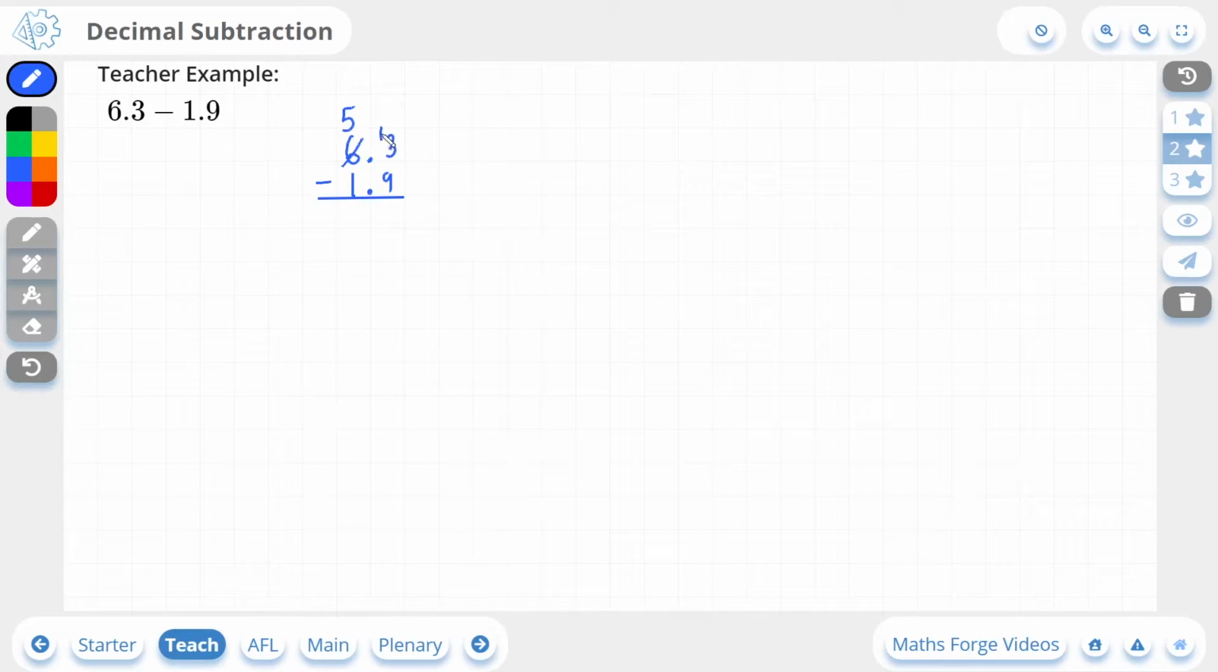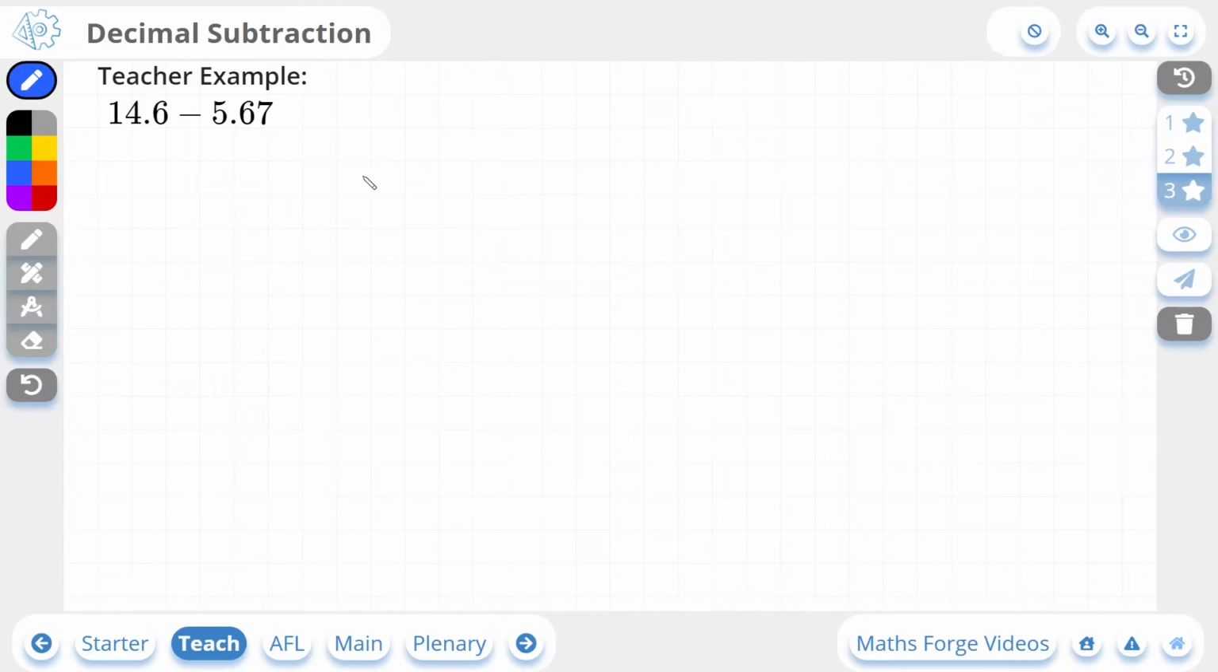Now this 1, because it was taken from a column 10 times higher, ends up acting like a 10, so this becomes 13. So 13 minus 9 is 4. Decimal point. 5 minus 1 is also 4. So our answer is 4.4. Let's check it. That's correct. There it is. Let's do a three-star example.